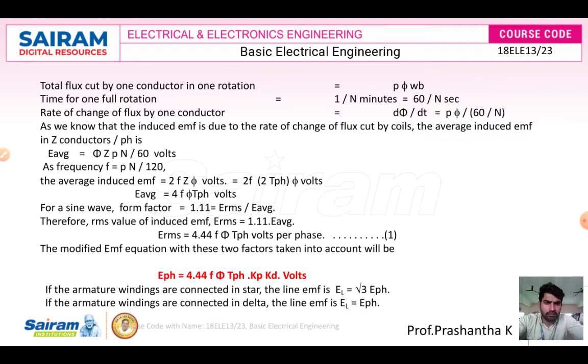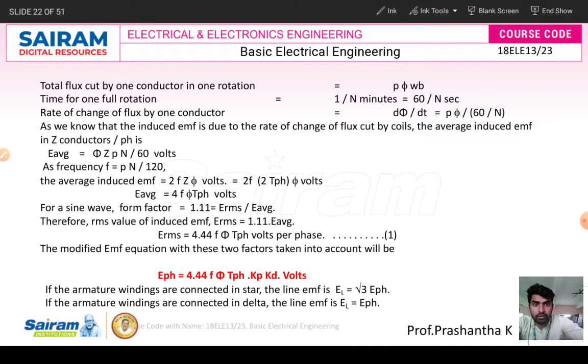So just like I considered one full rotation, one complete rotation in a second, the average induced EMF is equal to 2φpn by 60 volts, as the frequency f is equal to pn by 120. So the average induced EMF is just to multiply, okay.